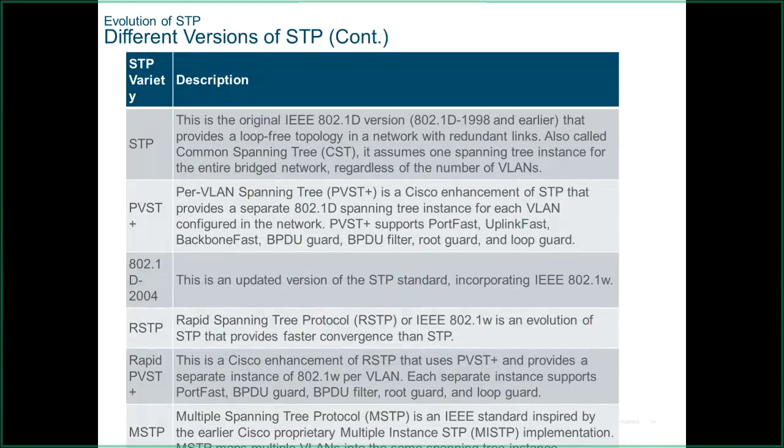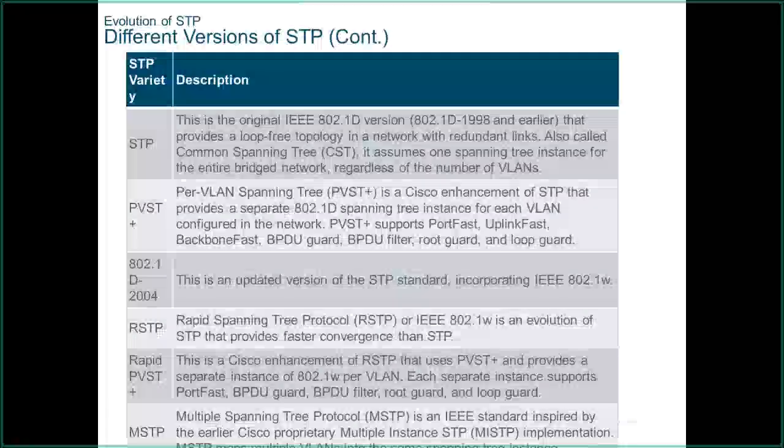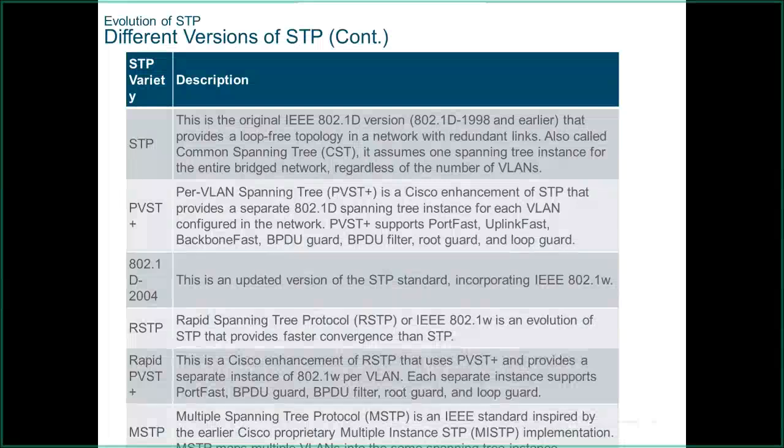Okay, so multiple spanning tree is where we can selectively add or bundle the instances of VLANs together. So we basically bundle VLANs into the instance, and then we can control the groupings of VLANs with the multiple spanning tree.